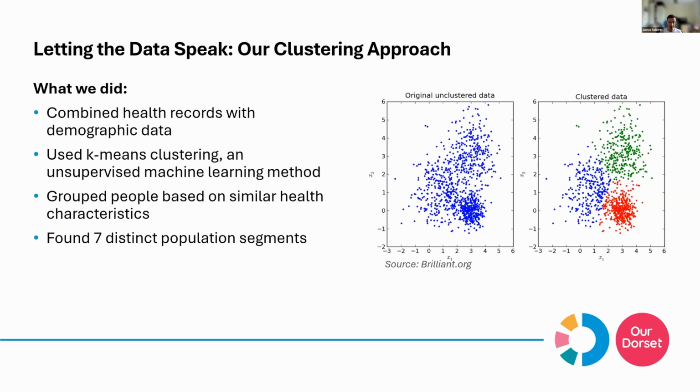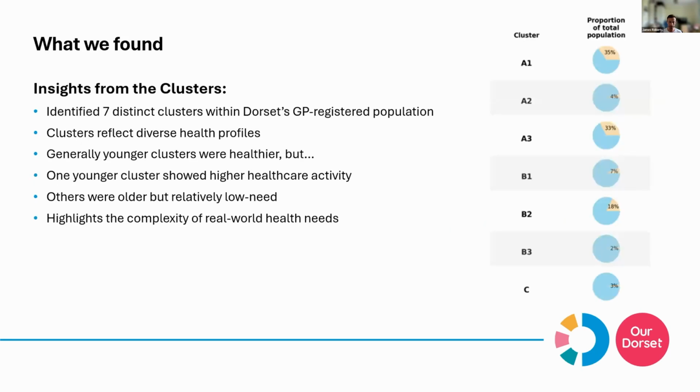Instead of telling the model what to look for, we used an unsupervised method called k-means clustering. And this let the data speak for itself, revealing natural groupings in the population. So in the end, we identified 7 distinct clusters, each with its own health profile. We did this using a hierarchical method. So we initially split into 3 clusters, and then from those we further split to end up with 7 clusters.